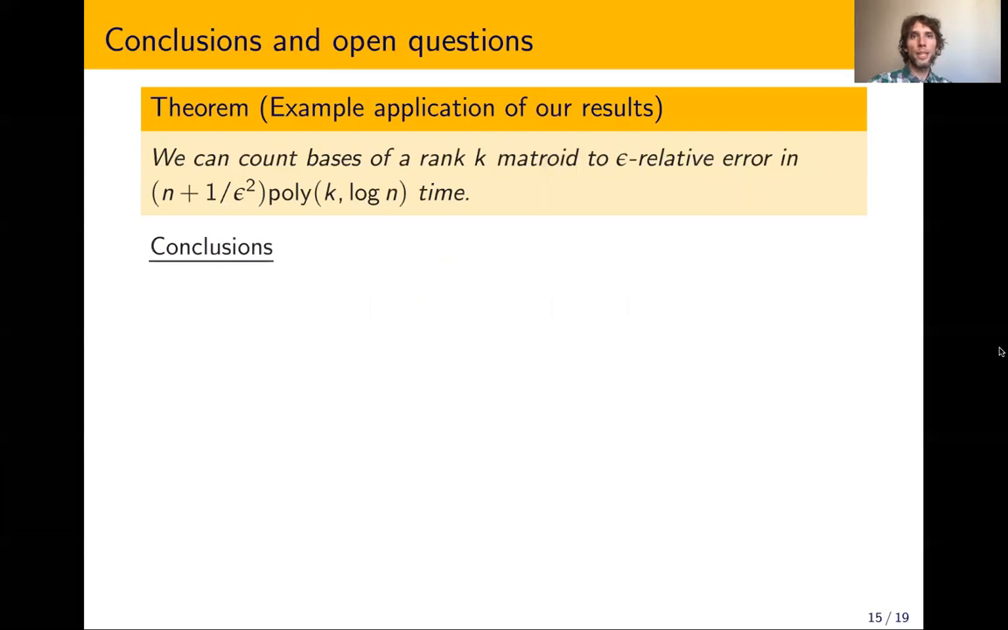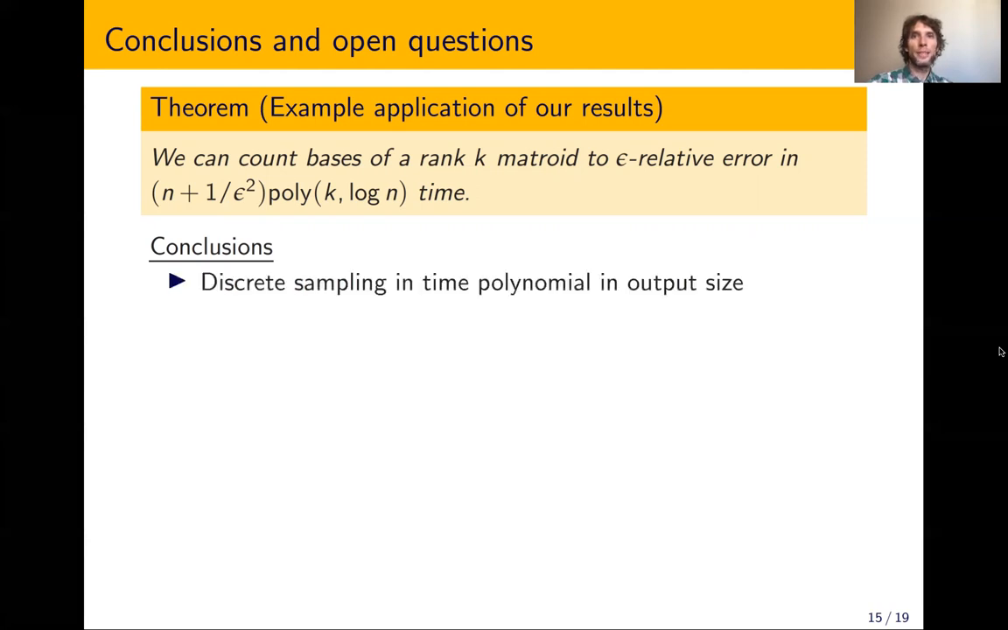I will conclude with an example application of our results, showing that we can count bases of a rank k matroid to epsilon relative error in n plus 1 over epsilon squared time, up to a poly k log n factor. This is as opposed to n over epsilon squared cost using previous samplers, which means that in time nearly linear in n, we can obtain a root n relative error approximation.